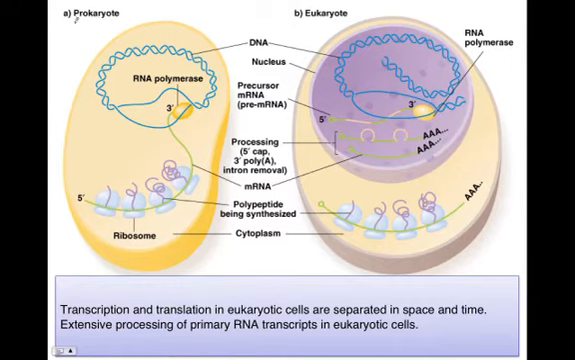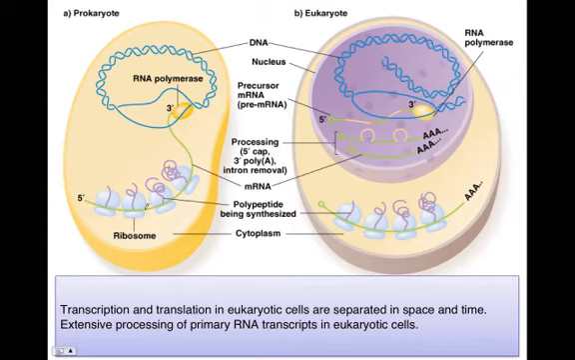So if we look at a prokaryotic cell, or bacteria, which has no membrane-bound organelles, versus a eukaryotic or a mammalian cell, where the nucleus is enveloped and all of our chromosomal DNA is located within the nucleus, you can start to see how these processes of transcription and translation differ.